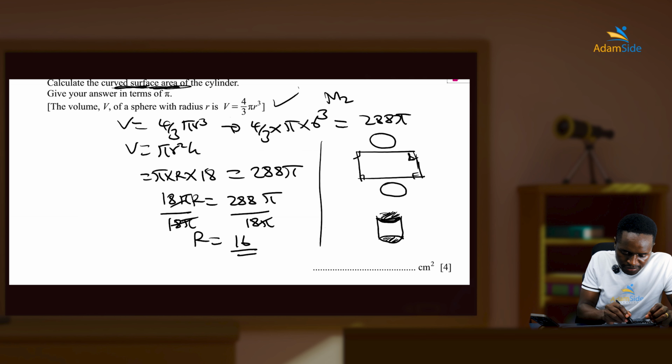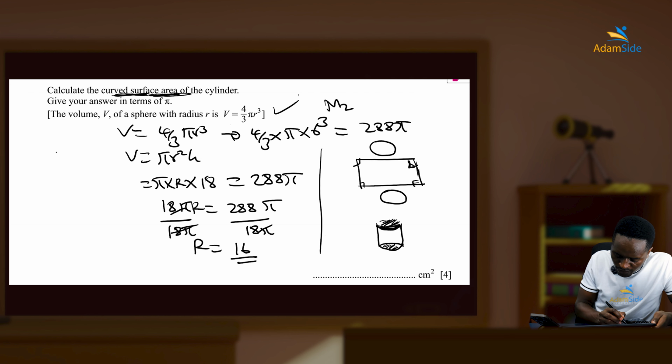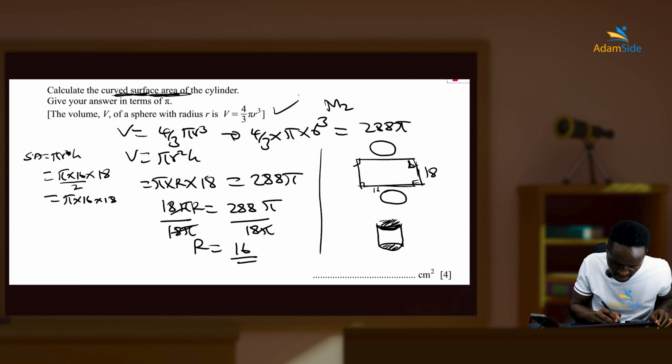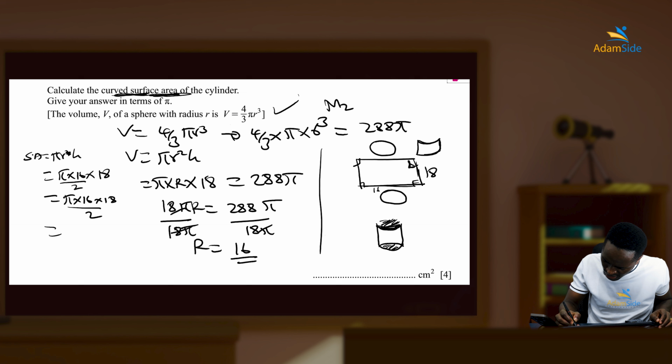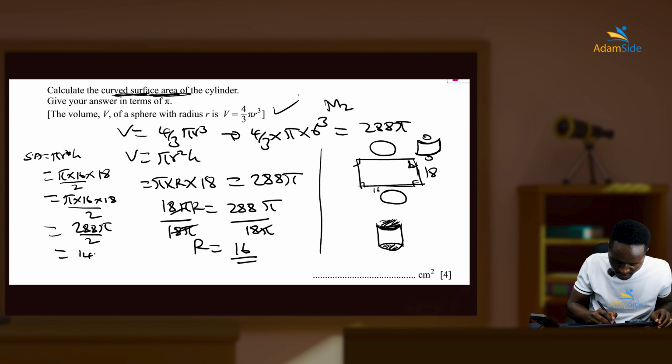After getting this, now we know that the height is 18 and the radius is 16. So we have pi times 16 times 18 divided by 2, because it's being shared within the 2 circles. We're looking at the curved surface, but this is shared within the 2 circles, because you have a circle on top and a circle at the bottom. So 288 pi divided by 2. Your answer will be 144 pi.